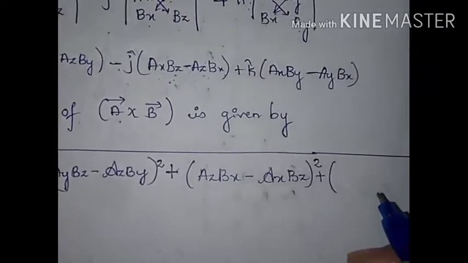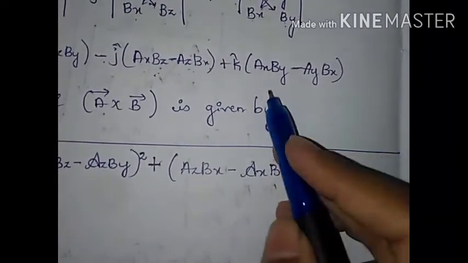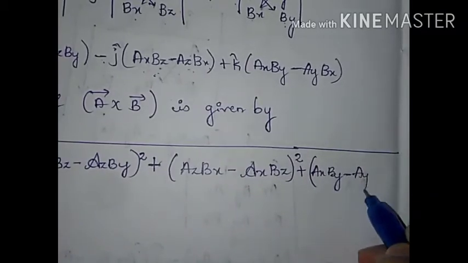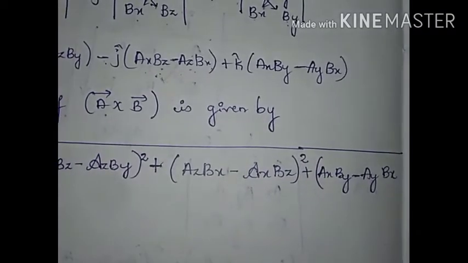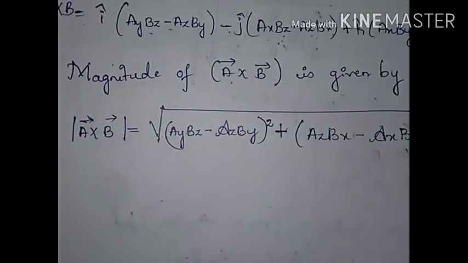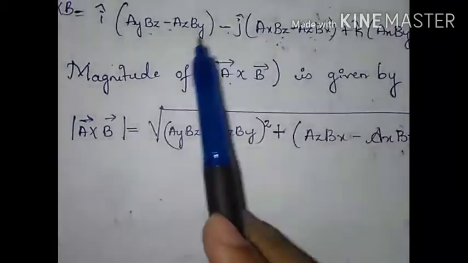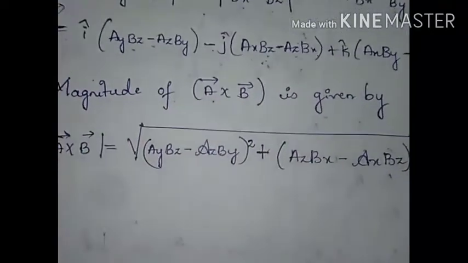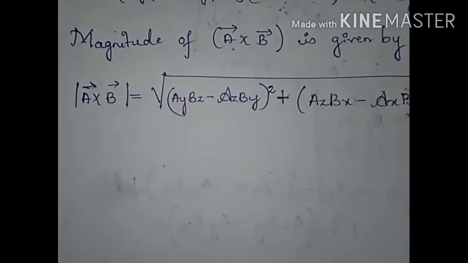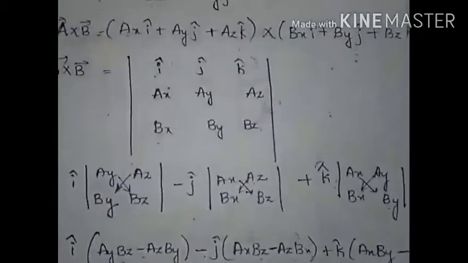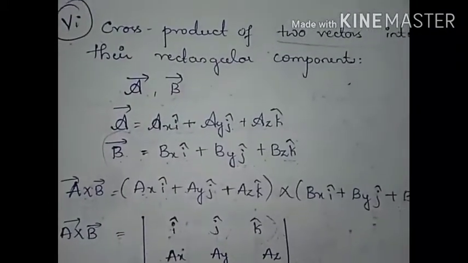plus you have the third term, so that is what? (AxBy − AyBx). So this is the magnitude of A cross B. So what you have done, you just have taken the root for this and you have squared the value, so that gives the magnitude. So this ends the 7 properties of cross product.